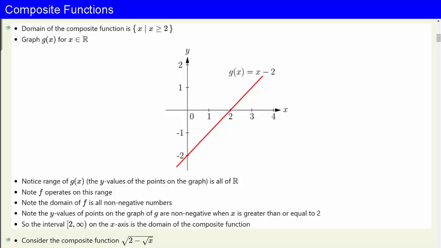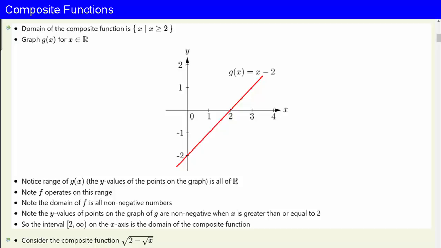You can also see this graphically for this simple example. First, we graph g of x for x in R, its domain. Now notice that the range of g of x, which is the y values of the points on its graph, is all of R. The next function in our composite, f, operates on this range. That is, it's computing values based on numbers on the y-axis for the graph of g. The domain of f is only the non-negative numbers.